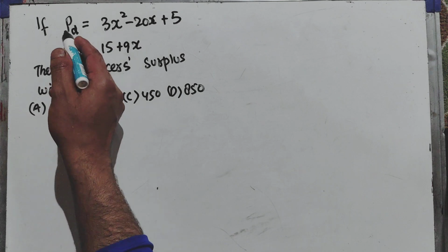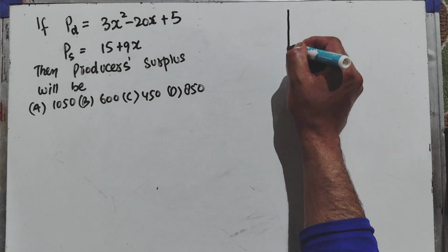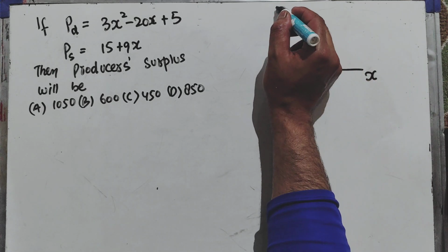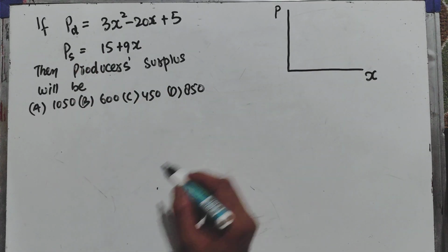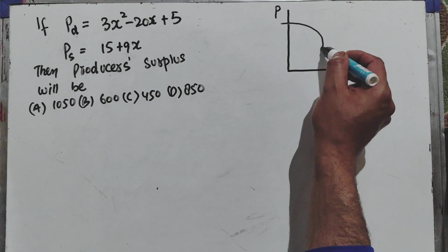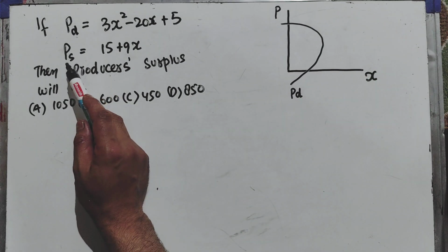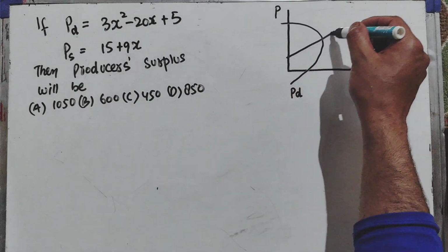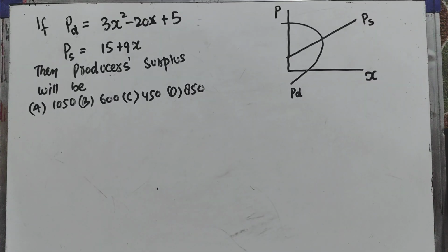So we have the demand function and supply function. If I draw a simple graph here to make things clear, we have the quantity on the horizontal axis, denoted by x, and price on the vertical axis. We have a non-linear demand function here. This is our PD, and we have the supply function 15 + 9x, which is an upward sloping supply function. Let us say this is our PS. We are supposed to find out the producer's surplus.